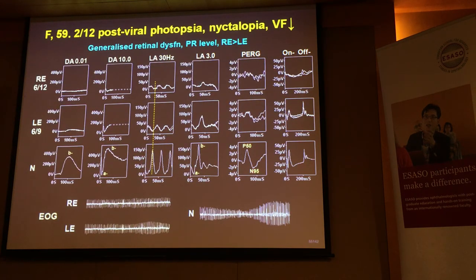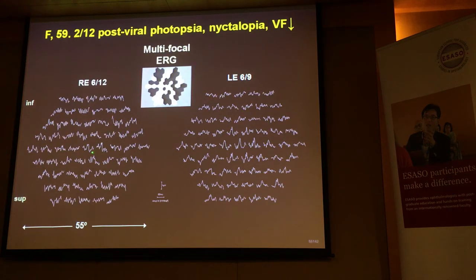We did the electrophysiology, which showed massive changes in both eyes, rod and cone, at the level of photoreceptor, right eye worse than left. That dark area was in the left eye, not the right eye. That was the first clue which suggested we had it completely the wrong way around. EOG was completely down on the right, still just present on the left, reduced. Multifocal ERG: the only part that's preserved in the right eye is over the cystoid macula. More about that in just a second.